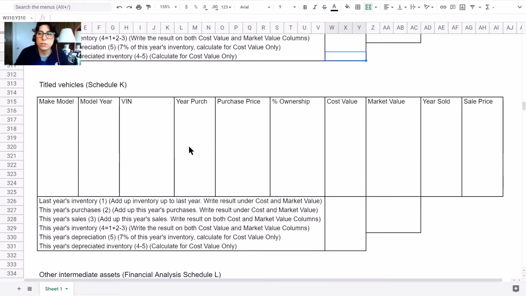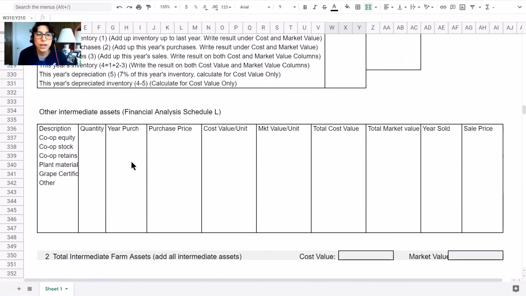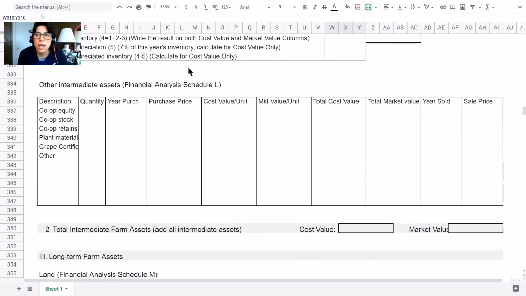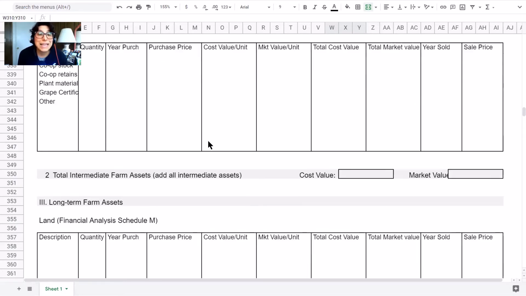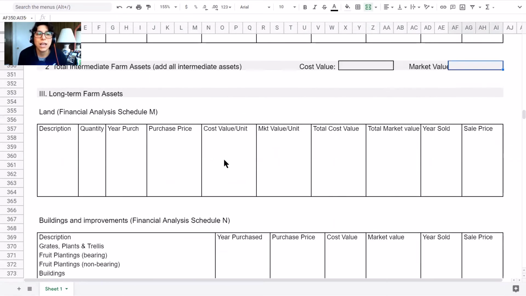There's also a space for titled vehicles, same thing. Other intermediate assets. And these include buildings with a short life and securities not readily marketable. And that's the end of intermediate assets. And you have a space here to add up your totals for cost value and market value. And then we move on to long-term farm assets.